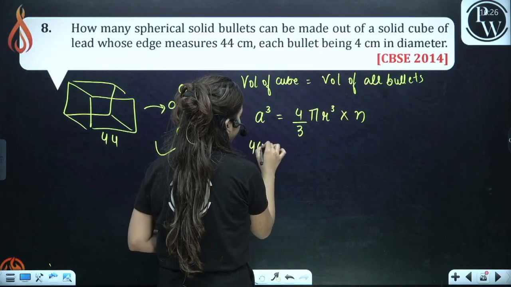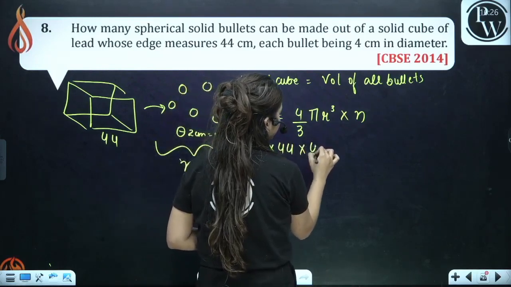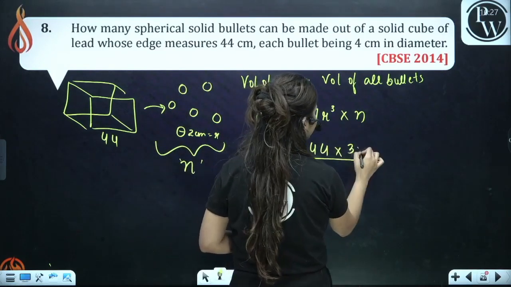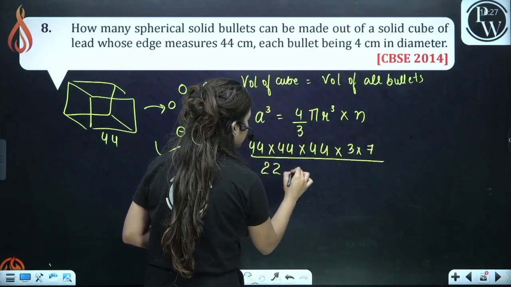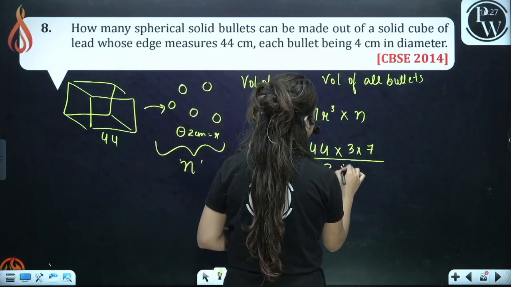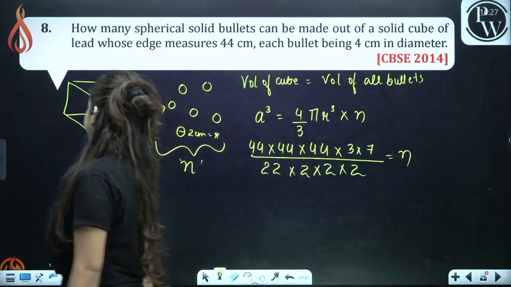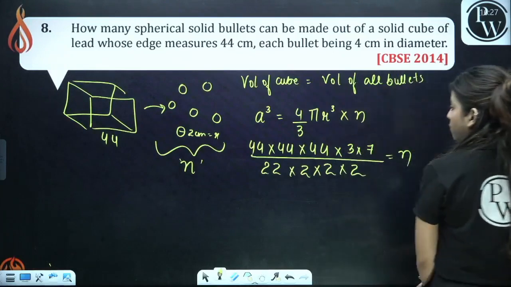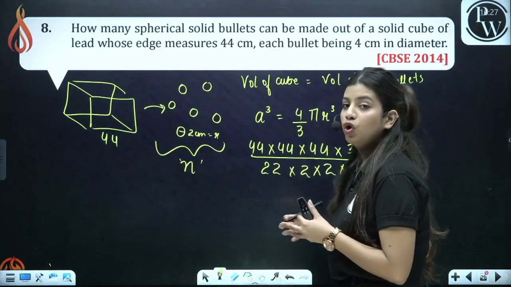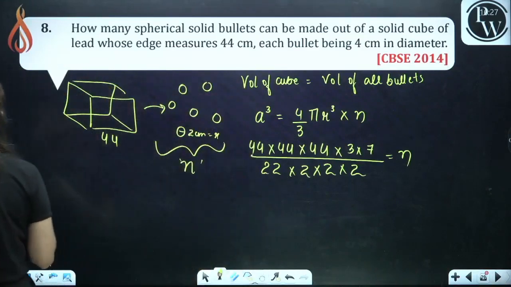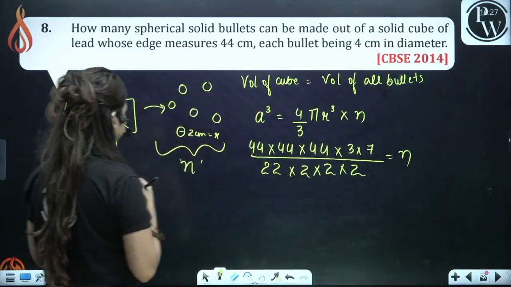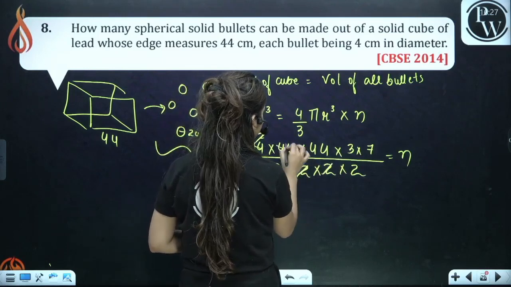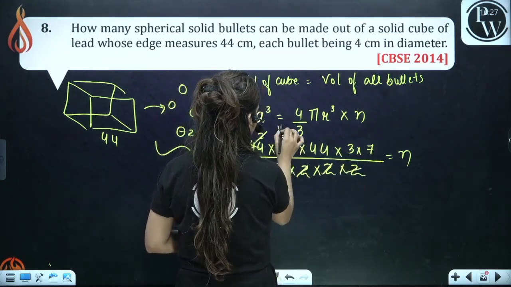A cube is 44 into 44 into 44. Take everything over here. So this will become 3 over here, 22 by 7, then 7 will go up, 22, into 2 into 2 into 2 is equal to n. Tell me if this is clear with everyone. The volume of the cube will be equivalent to that of the bullets. So 22 and 44, 2 and 2 will get cancelled out, 2 with 22 and 2 with 11, right?